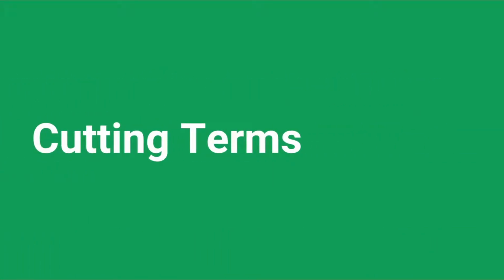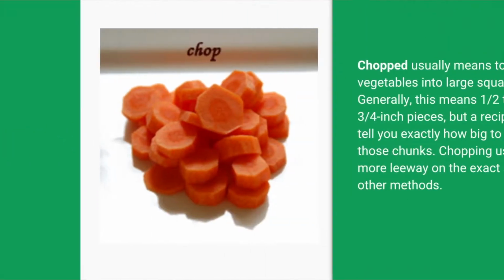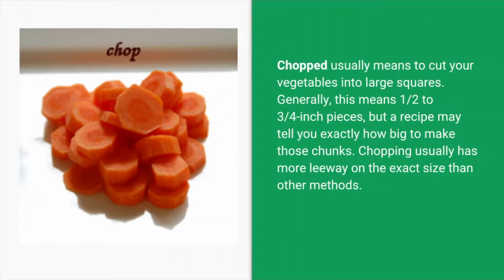I may sound like a broken record at this point, but the way you cut ingredients really does matter. It can affect the texture of the dish and, more importantly, the taste. The key with cutting lies in the size of the cuts. First, there's chopping. Chopped usually means to cut your vegetables into larger squares. Generally, this means 1/2 to 3/4 of an inch, but a recipe may tell you exactly how big to make those chunks. Chopping usually has more leeway on the exact size than other methods.